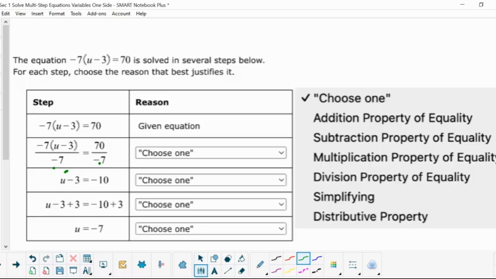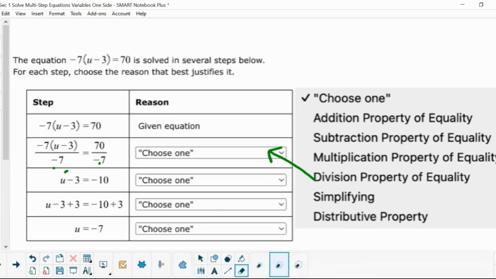Say it out loud, I heard it. The division property. Does everybody agree with that? Yeah, if they divided, you got to choose the division property. So you arrow that to that one. You'll just pick it in the drop-down menu. They divided by negative 7.